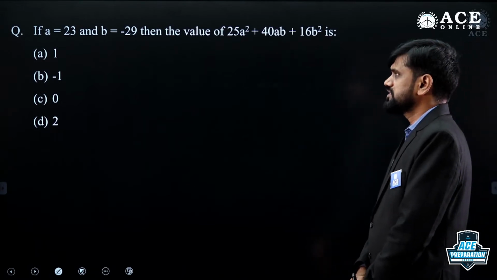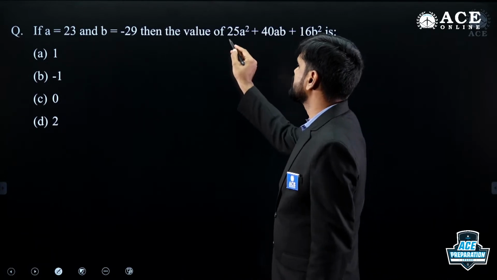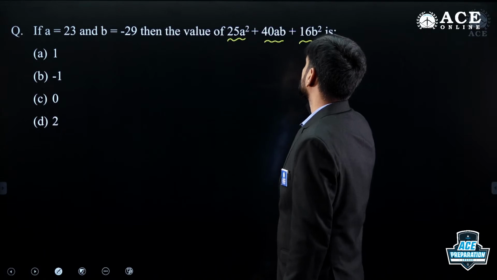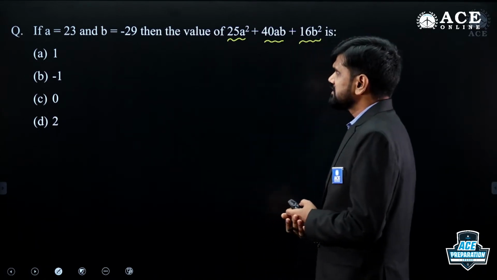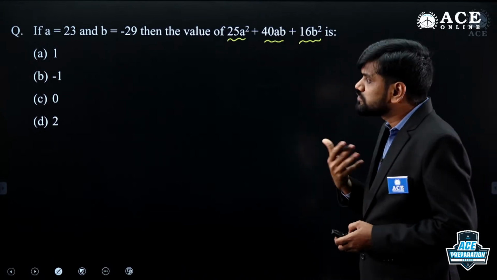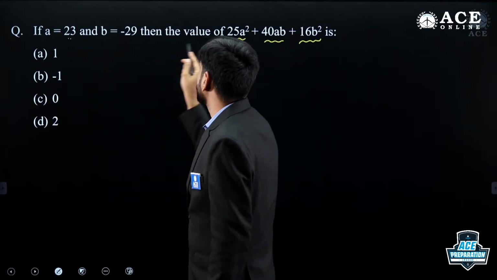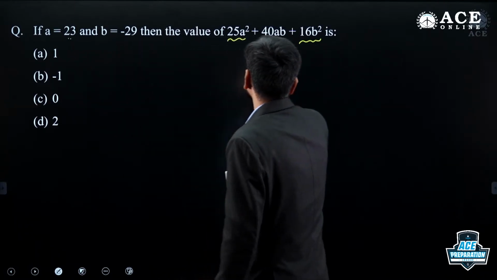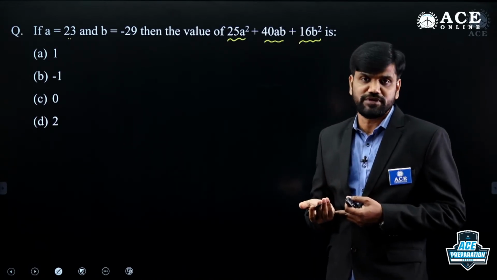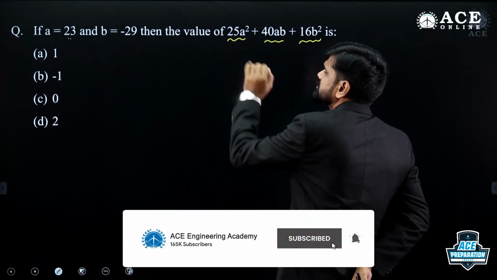If A equal to 23 and B equal to minus 29, then the value of 25A square plus 40AB plus 16B square is. The moment you see this, many people get confused as to how to substitute these big values over here. If you directly substitute A equal to 23 here and B equal to minus 29 over here, it becomes difficult for you to handle the calculation part, because if you are putting A equal to 23 here, 25 into 23 square.